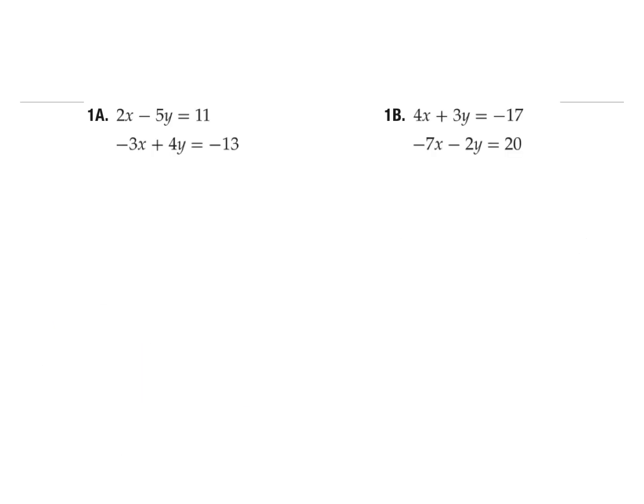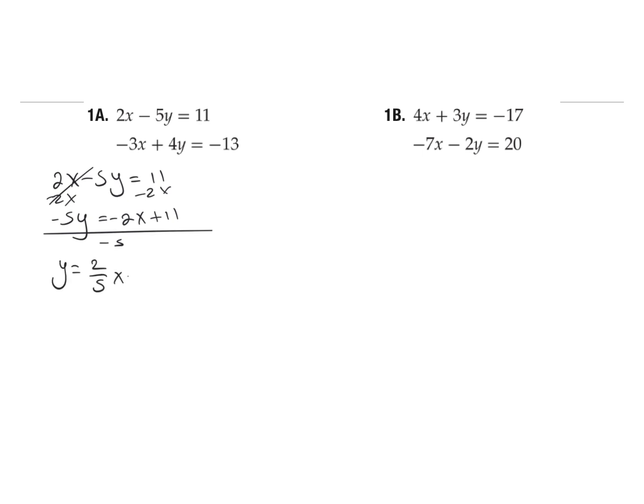Alright, so for 1A, you can either start by finding the slope-intercept or the intercepts. I'm going to try the slope-intercept first. So we subtract the 2x from both sides. So we get negative 5y equals negative 2x plus 11. I'll divide everything by negative 5, and we get y is equal to 2 over 5x minus 11 over 5.